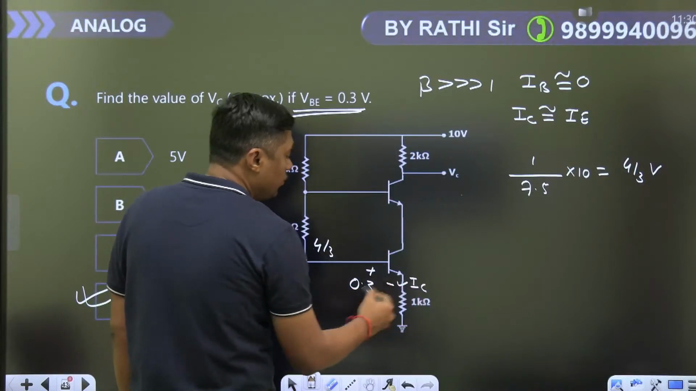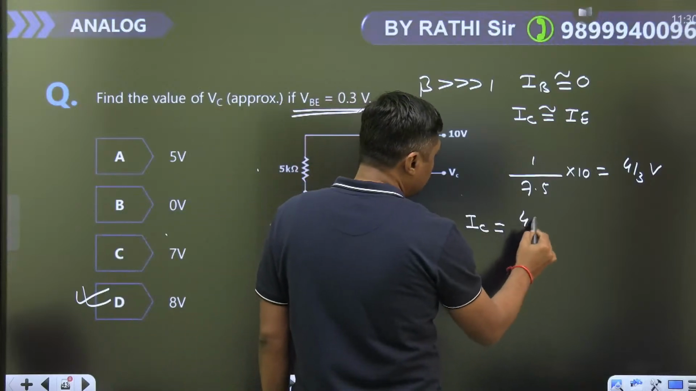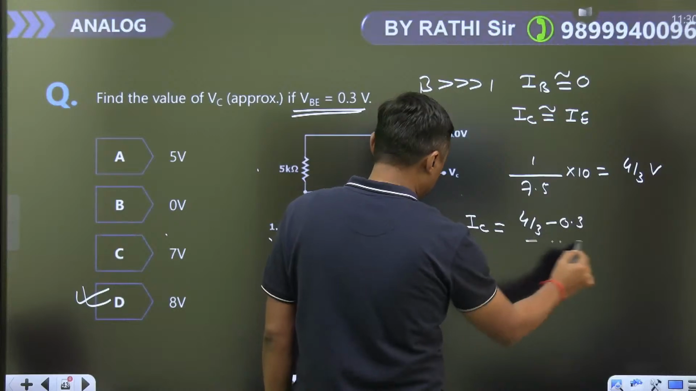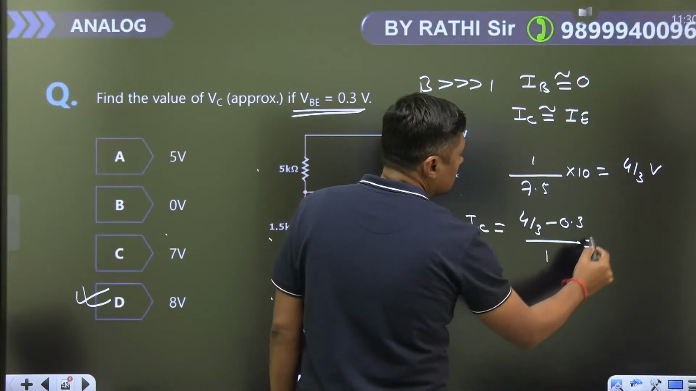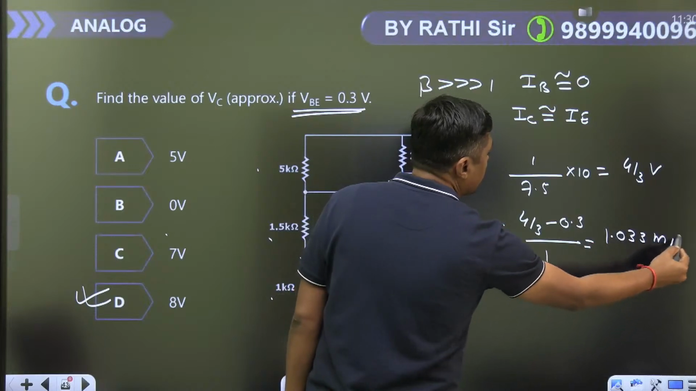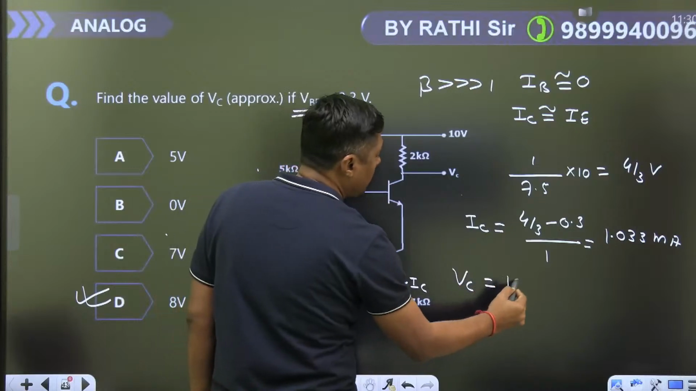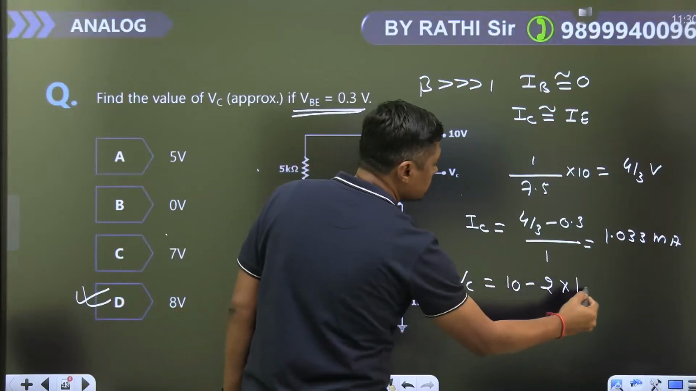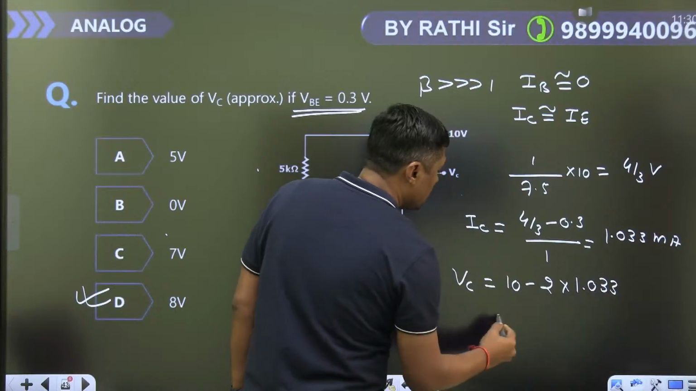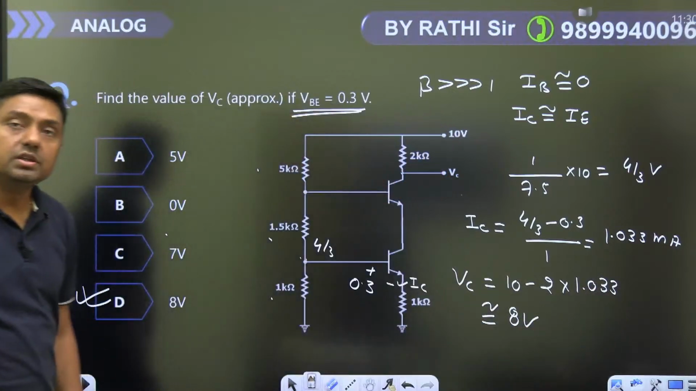IC directly you can write IC is equal to 4 by 3 minus 0.3 upon 1 kilo ohm. This will become 1.03 milliampere. Now what is the value of VC? VC is equal to 10 minus 2 times IC, nearly equal to 8 volt. So this is a standard circuit.